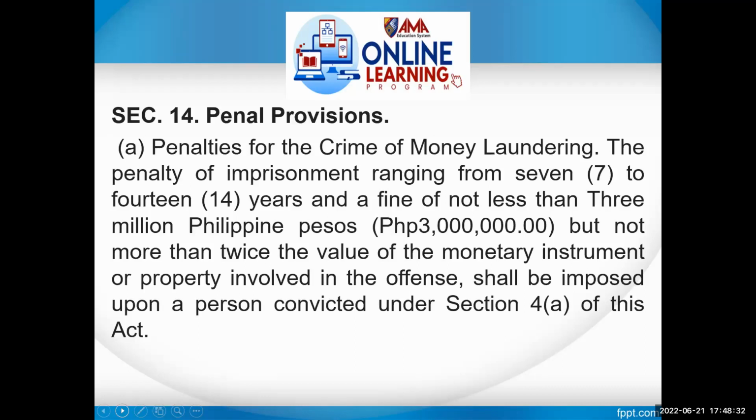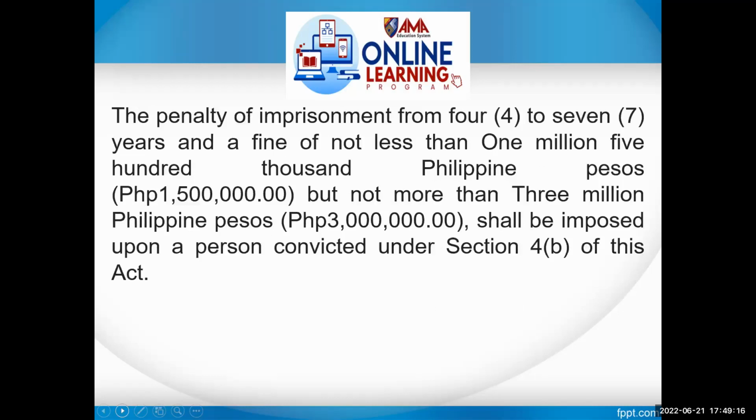Lastly, the penal provisions. So for letter A, penalties for the crime of money laundering. The penalty of imprisonment ranging from 7 to 14 years and a fine of not less than 3 million pesos, but it should not be more than twice the value of the monetary instrument or property involved in the offense, shall be imposed upon a person convicted under Section 4A of this Act, which we have discussed earlier. The penalty of imprisonment of 4 to 7 years and a fine of not less than 1,500,000 Philippine pesos, but not more than 3 million pesos, shall be imposed if the person is convicted under Section 4B of this law.